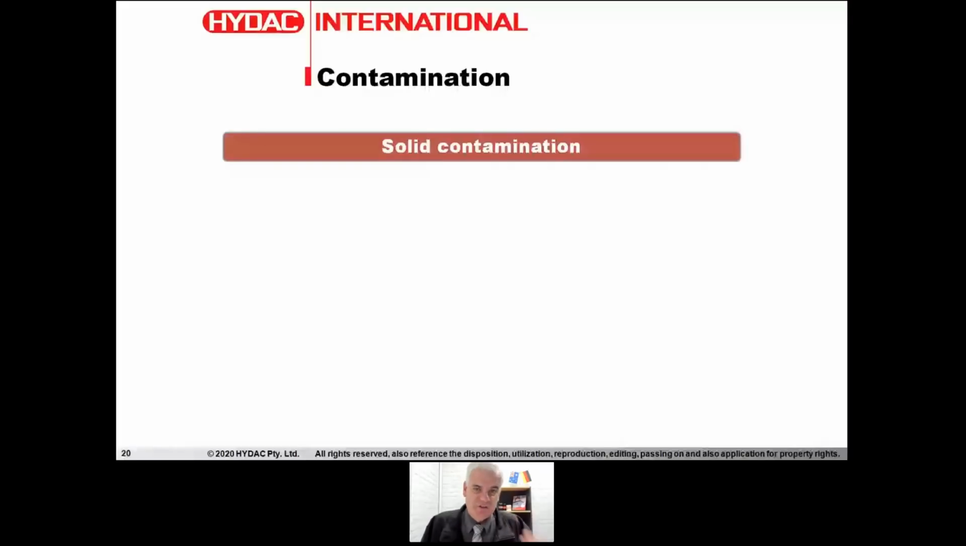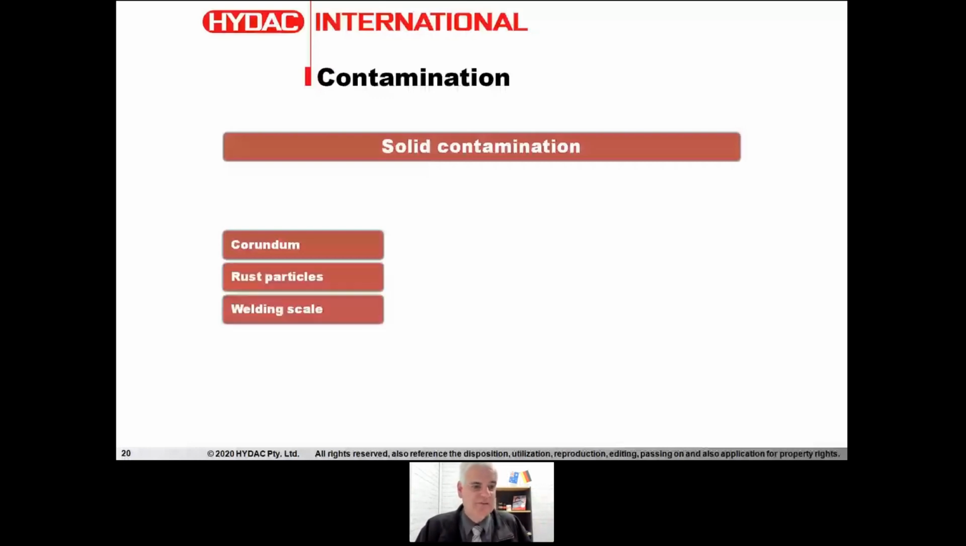When we think of contamination, the first thing we think of naturally is, of course, solid contamination, the particles. Okay, the particles can be very many things. As I said, a very abrasive grinding disc material, rust particles, welding scale. These are very damaging because they're very hard. Okay, very damaging to a system.